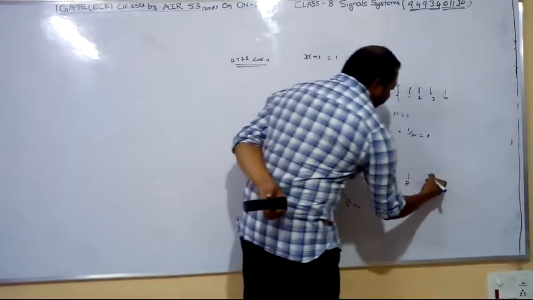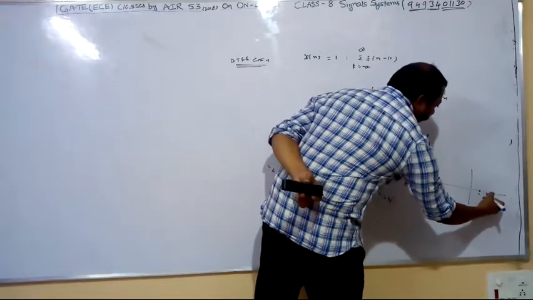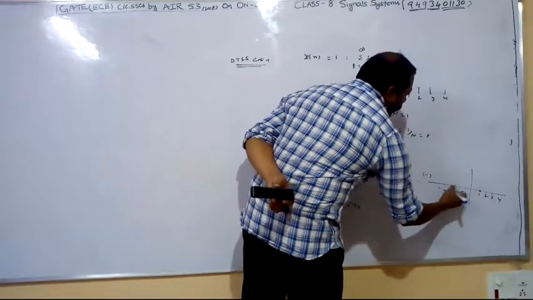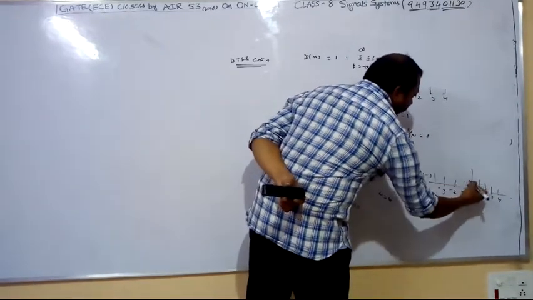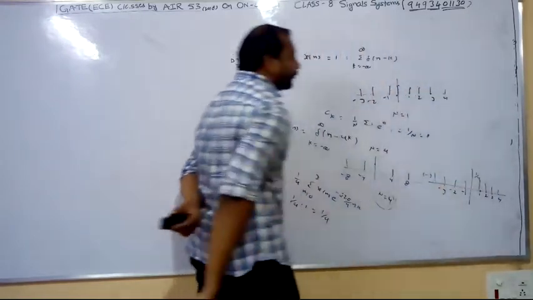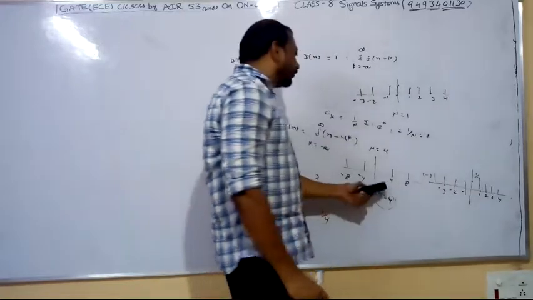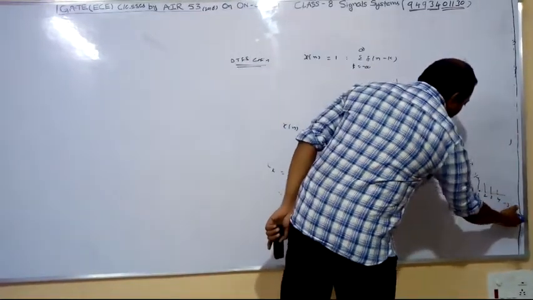For all values of ck, the corresponding spectrum of this ck exists for all values, whose value is simply 1 by 4. X of n exists only for particular instances, but the corresponding ck exists for all values of k.